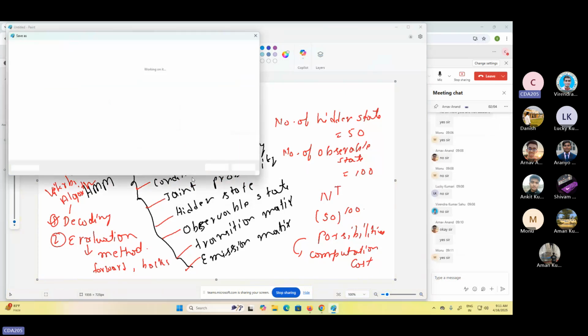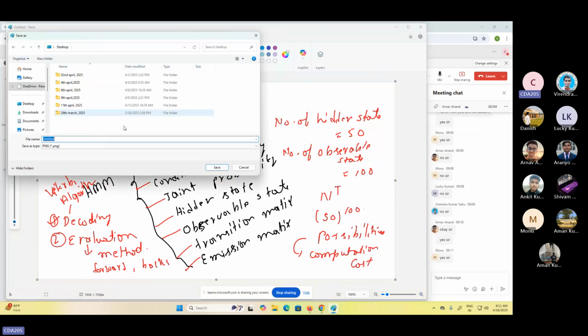So today's date is what? Today's, we can see 16th April 2025.